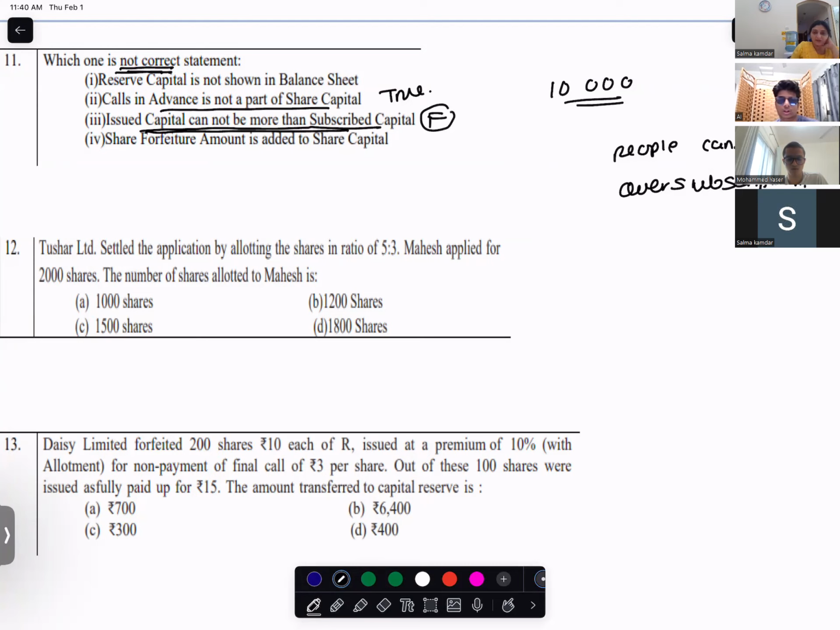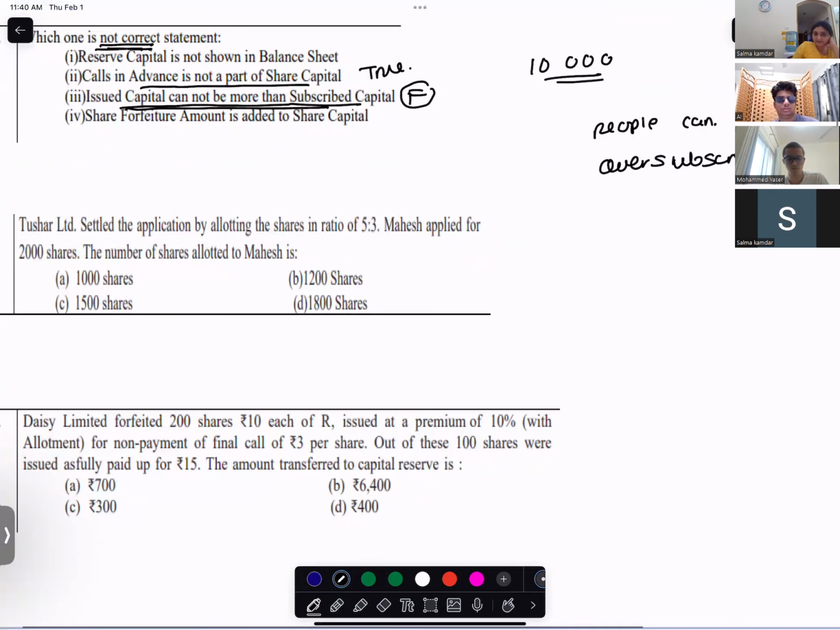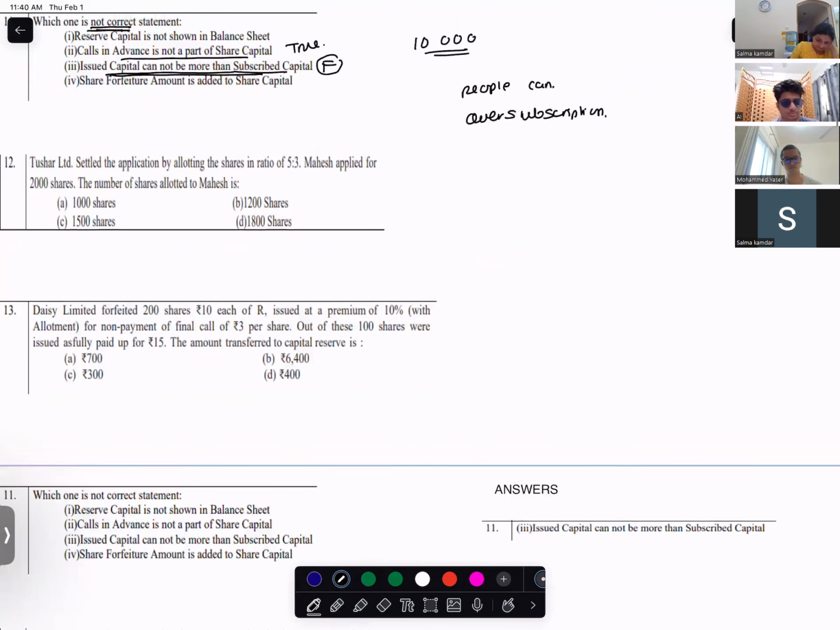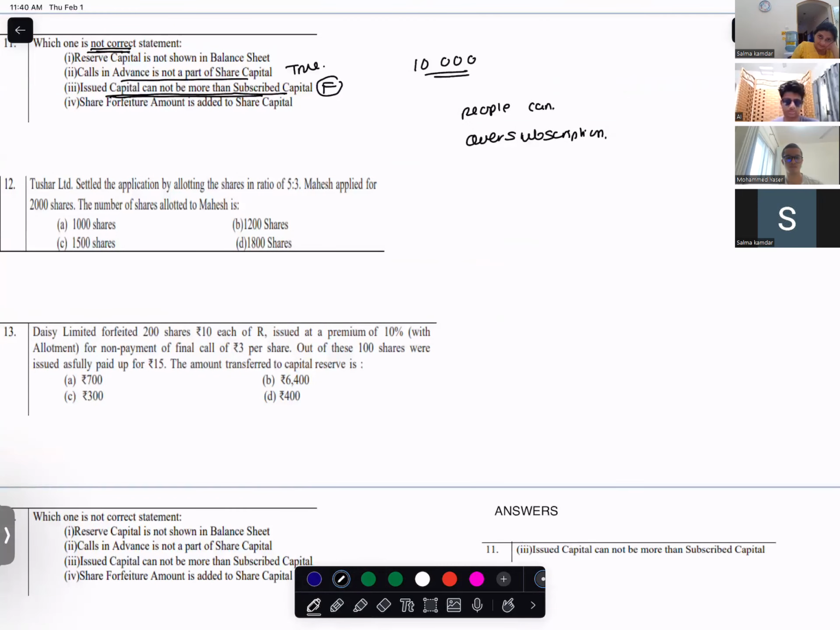Share forfeiture amount is added to share capital. Share forfeited amount is added to share capital. So whatever I forfeit, that means I take away, it is actually a part of share capital. So this is true.